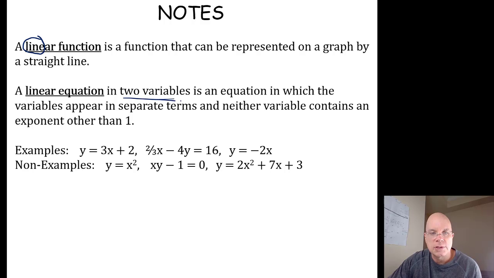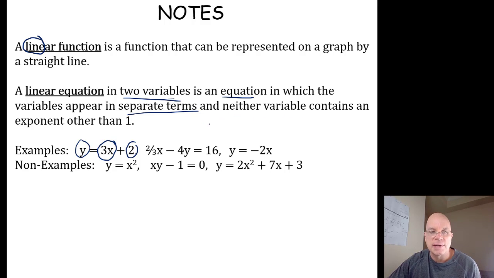Two variables, check. I've got x and y. Usually it's x and y, though it doesn't have to be. Two variables, and it's an equation. There's the equal sign. The variables are in separate terms. Now we've talked about how terms are separated by addition and subtraction. So here's a term, here's a term, here's a term. The x and the y are in separate terms. They're not in the same term. You'll see some non-examples in a minute.